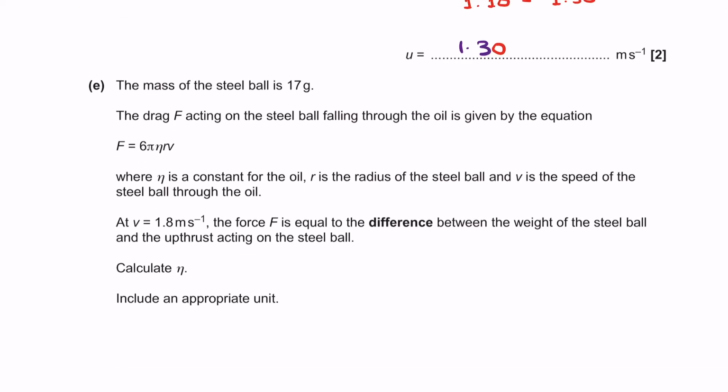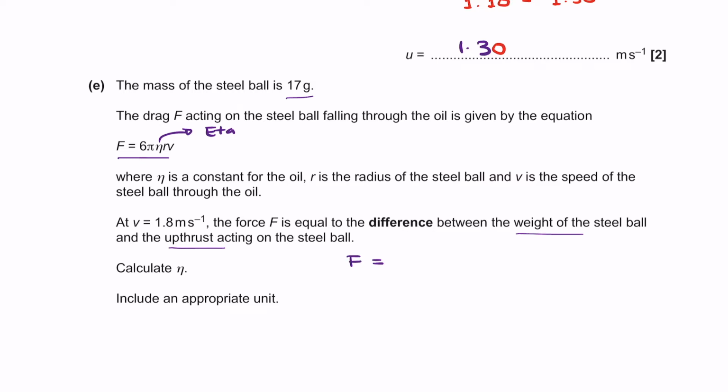Right, so next part. We've been given the mass of the steel ball as 17 grams, and the drag force F acting on the steel ball is given to us by this equation, where this symbol is eta, also known as the viscosity of the fluid, and r is the radius, v is the speed of the steel ball through the oil. At v equals 1.8 meters per second, the force is equal to the difference between the weight of the steel ball and the upthrust acting on the steel ball. So for this, we just have to work out this symbol eta, the viscosity, as I said earlier.